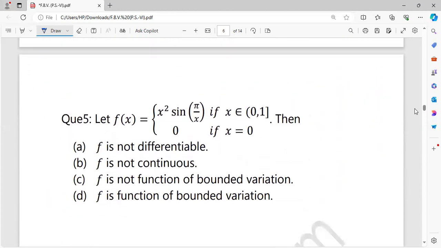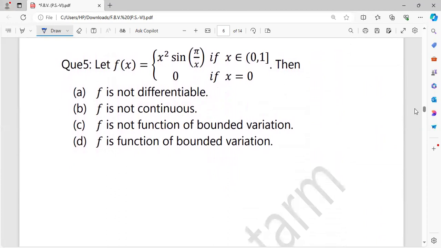Okay. Now move to the fifth question. It is a similar question; only the alpha and beta values are changed. This function is differentiable, and you can check that this function is continuous. So options A and B are not correct. Either C is correct or D is correct.